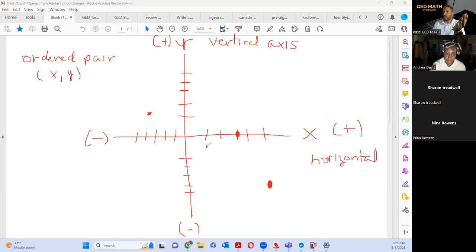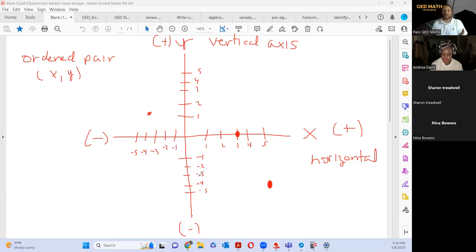So we have 1, 2, 3, 4, 5, because remember, we said the right side of the graph is positive. On the left side, -1, -2, -3, -4, -5. Again, the y-axis, as you go up, is positive: 1, 2, 3, 4, 5. As we go down, it's negative: -2, -3, -4, -5. You have to understand this part of the coordinate plane in order to understand linear equations.